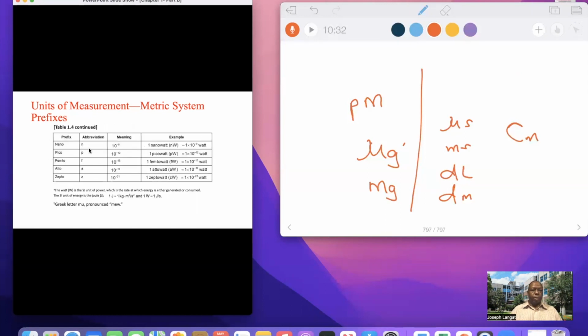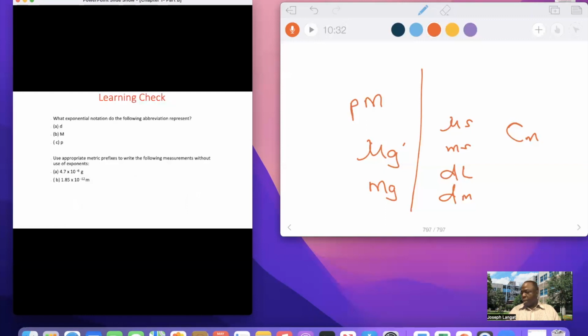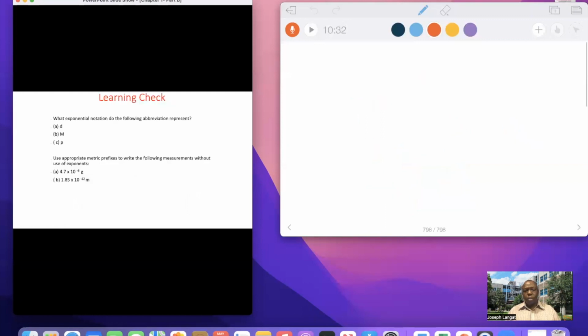Nano, reducing the base unit by 10 to -9, pico to -12, femto, and so forth. Please learn those prefixes. This is just a learning check to see what kind of question you can expect in the exam or a quiz. What exponential notation, all right, do the following abbreviations represent?